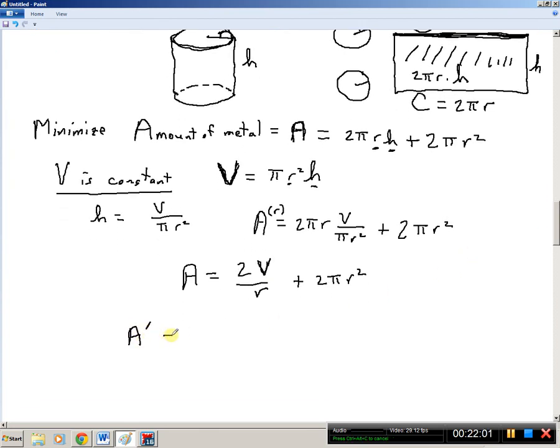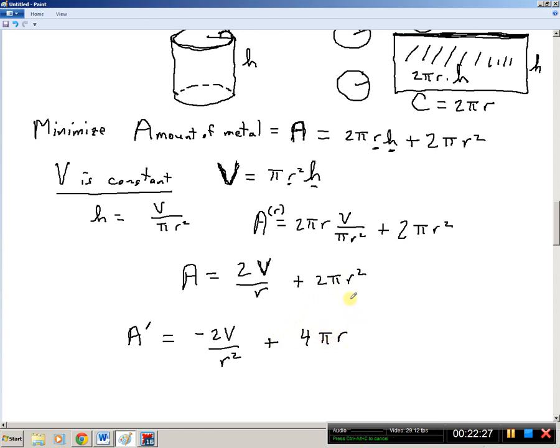The derivative is what? Well, how do I take the derivative of this? The easy answer is, remember that v is a constant, so this is 2v times r to the negative 1. So the derivative is going to be minus 2v times r to the negative 2. So it's minus 2v over r squared. Plus, the derivative here is 4 pi r.